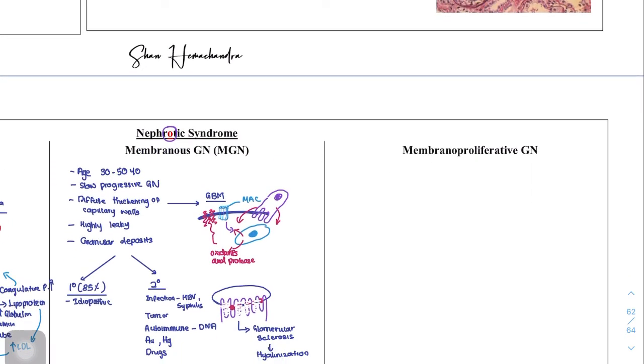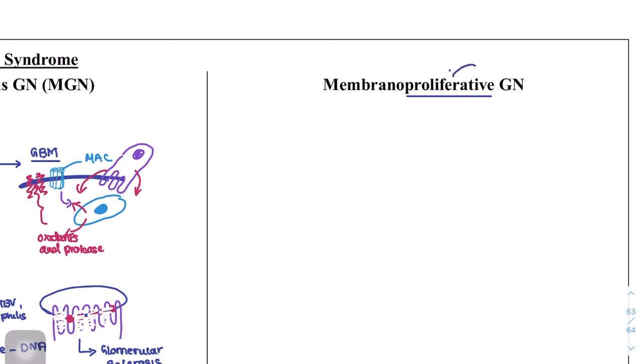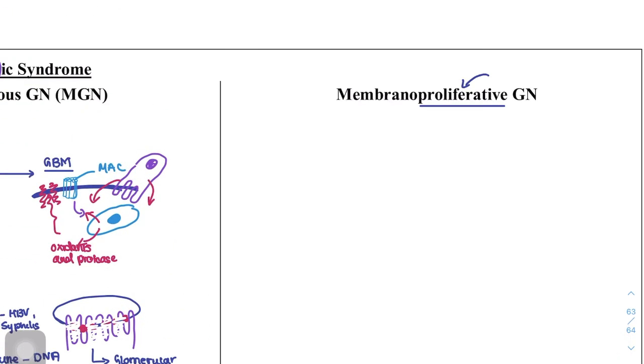Next, we will talk about membrano-proliferative glomerulonephritis. Remember, from the name you can tell a lot. The membrane, the proliferation of the membrane. What does that mean? There's going to be mesangial cells, matrix and glomerular basement membrane proliferation here. There's going to be proliferation of cells here. And this is more common in children and youth.